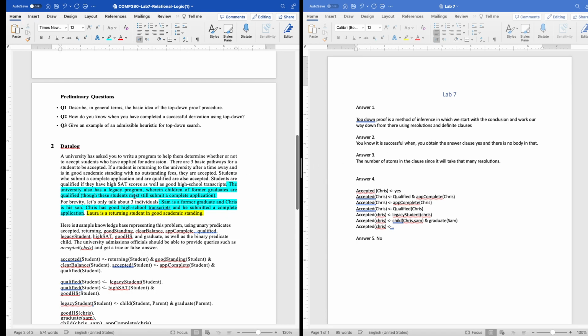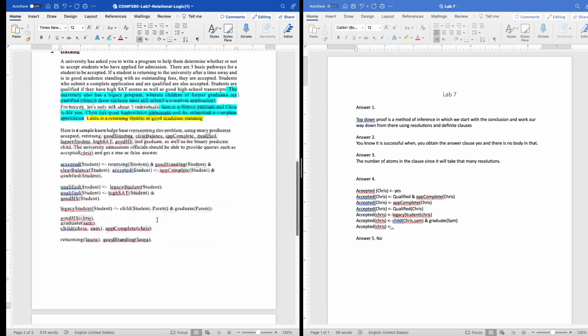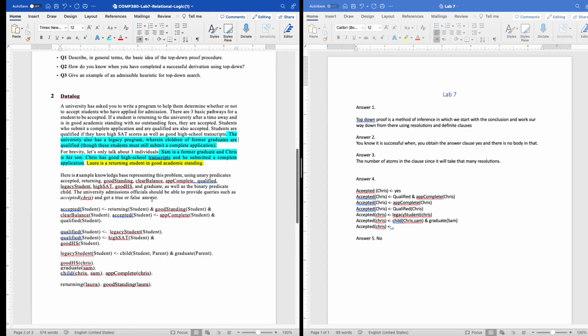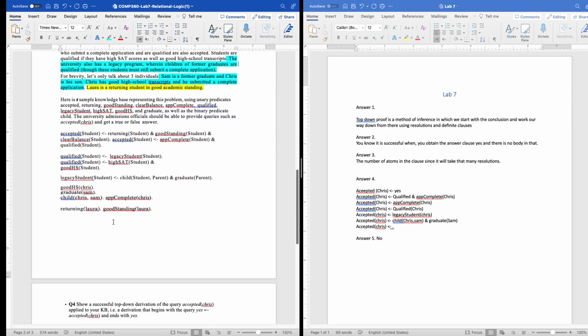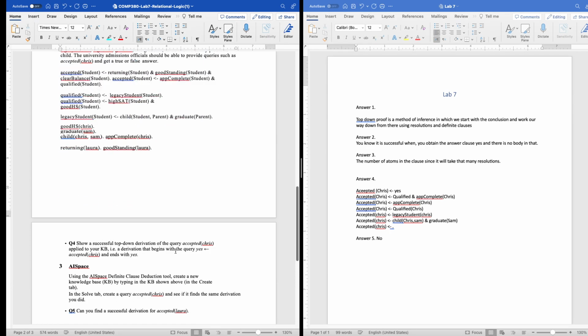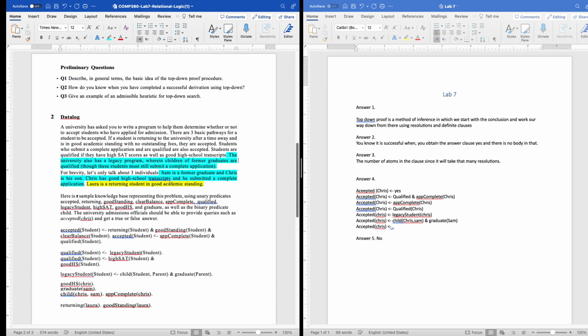So now for the practical part, for the second question we are given this Datalog and we are asked question 4 based upon this: show a successful top-down derivation of the query accepted Chris. So here in the problem, we are given that the university has a legacy program where children of former graduates are qualified, although these students must have submitted a complete application.